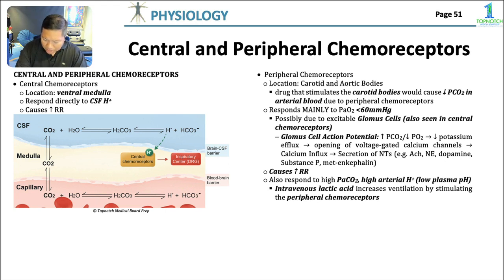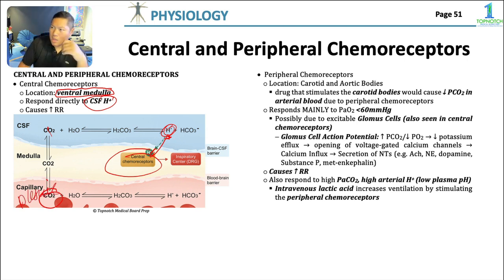Central chemoreceptors are found in the ventral medulla. They respond directly to CSF H+. The CSF H+, this one, stimulates the central chemoreceptors. The CSF H+ ultimately comes from plasma CO2.